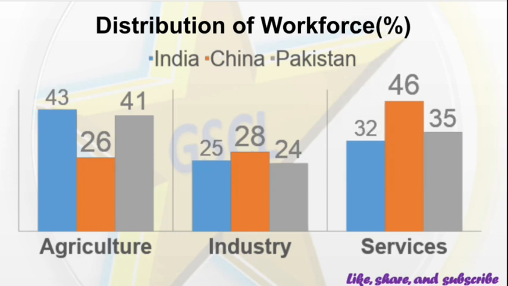In China, 26% workers were engaged in agriculture sector, 28% in the industrial sector, and 46% in the service sector. In Pakistan, 41% workers were engaged in agriculture sector, 24% in the industrial sector, and 35% in the service sector.